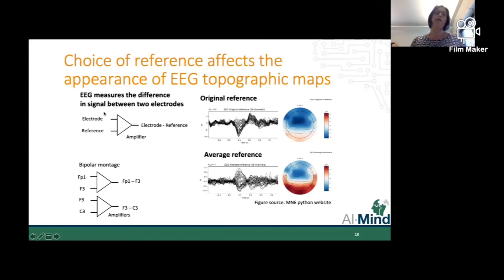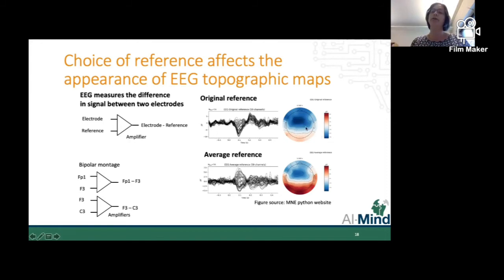And here I have a very, very simplified circuitry for EEG, considering an amplifier. What is important to remember in EEG recordings is that it measures the difference in signal between two electrodes, an electrode and a reference electrode, or if we have a bipolar montage, the difference between neighboring electrodes. And looking at our data, it matters what the reference was.